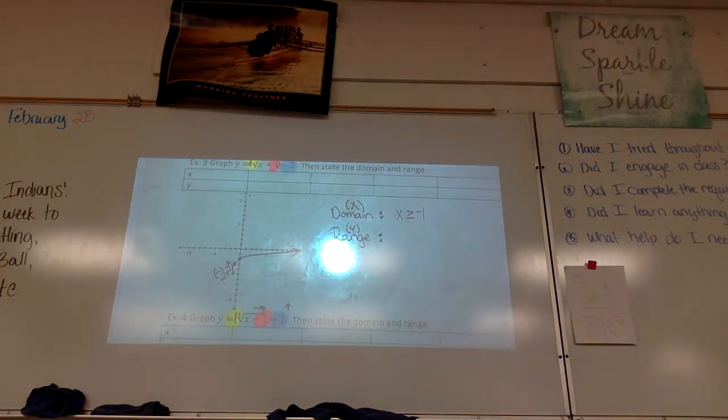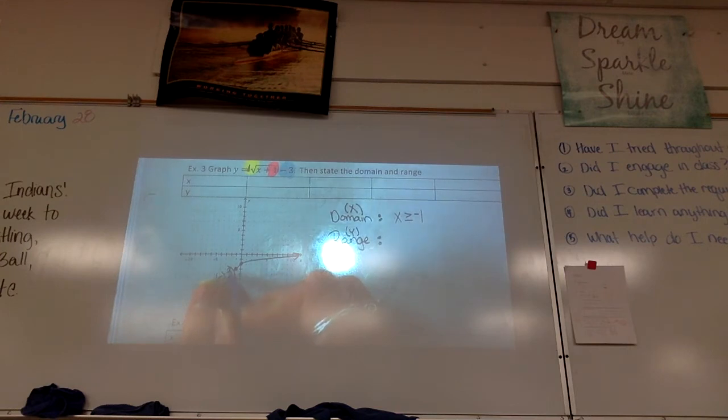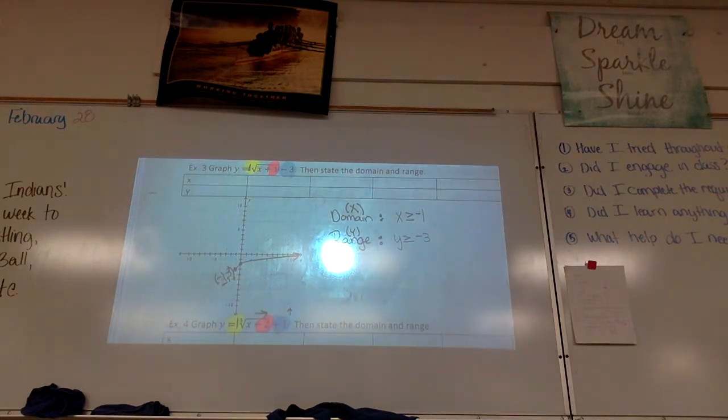All right, the range, so it's -3. Is y going to be bigger than -3? Do all the values go above -3 or do all the values go below -3? So that's it for domain and range. It's a little bit more abstract, but that's what you're doing.